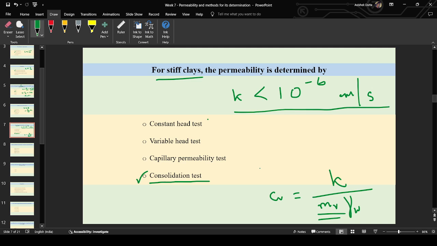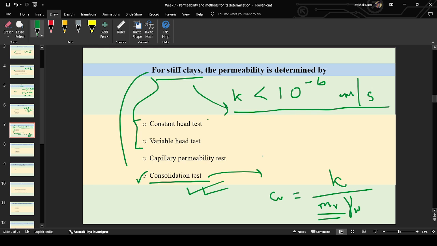Because stiff clay was written mainly to negate these two options, because they have very less permeability. So the only way to determine the permeability for stiff clays, the highest chance of determination, is using the consolidation test. Consolidation test is good for saturated clays also, but for stiff clays the value is so low that there is negligible chance of using the other three.